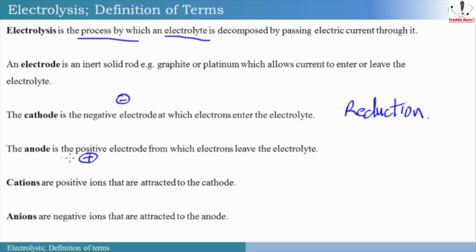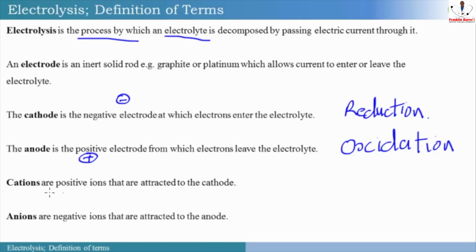Whereas at the anode, the electrons are leaving, so electrons are lost at the anode. Therefore, we have the process of oxidation taking place at the anode. So we always have reduction taking place at the cathode, and we always have oxidation taking place at the anode. Again, reduction takes place at the cathode and oxidation takes place at the anode.